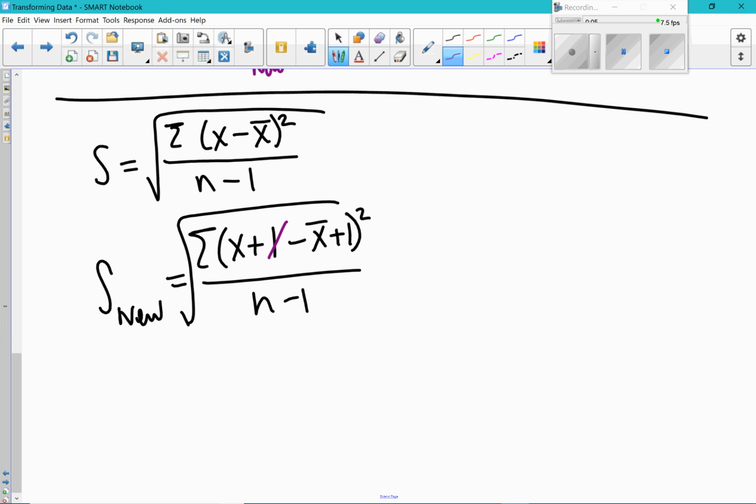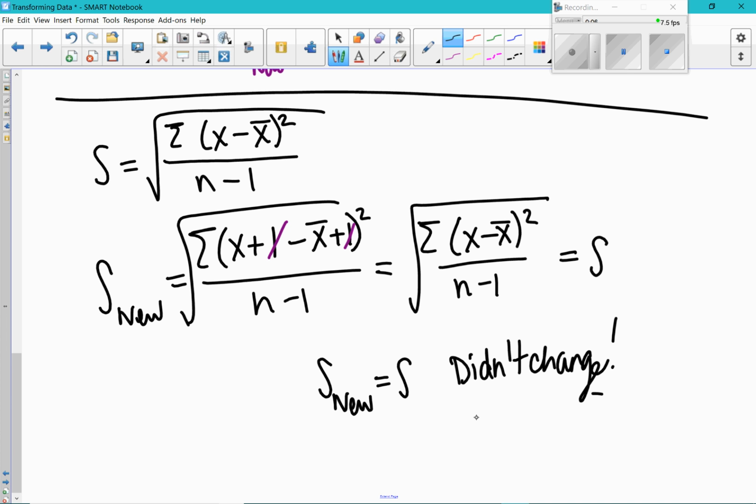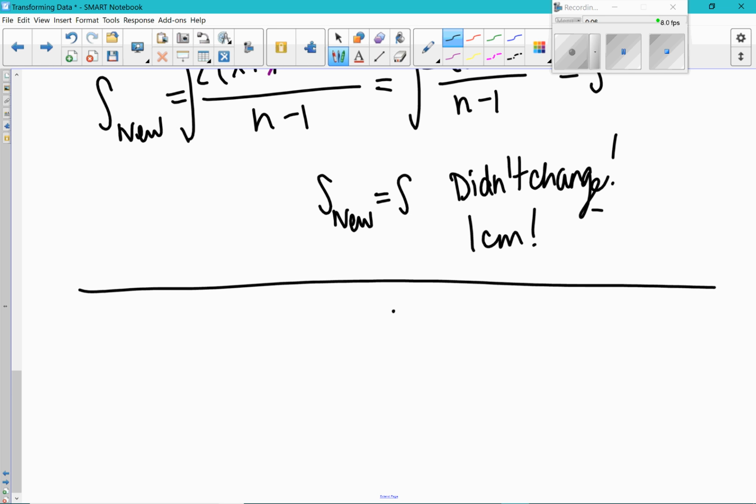But these ones cancel. So essentially I'm just going to have x minus x bar all squared divided by n minus 1, and that's the exact same as the original standard deviation. So here, our new standard deviation is the same as our old standard deviation. Standard deviation didn't change. It was still 1 centimeter. Okay. Now, probably a little bit more obvious will be the median and the IQR. So let's look at that real quick.